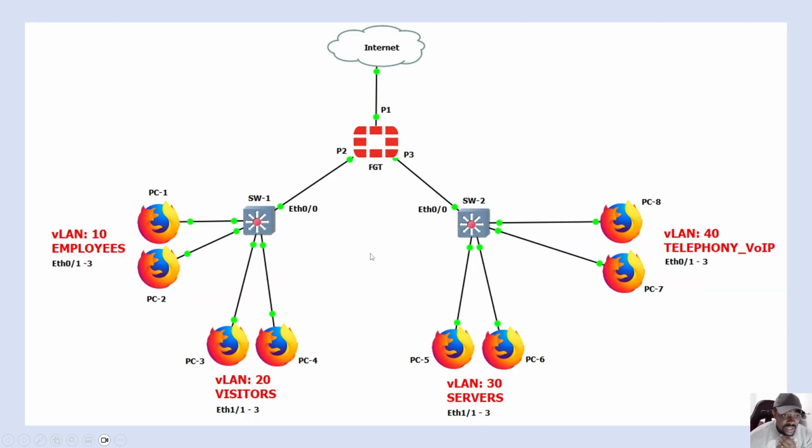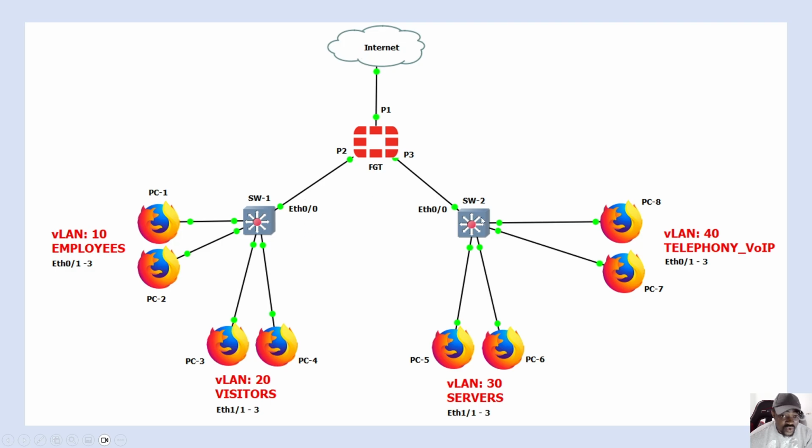So without wasting time, this is the diagram of the lab environment that I will be using in these VLAN labs. Here I have my FortiGate device with port 1 that's going to the internet.